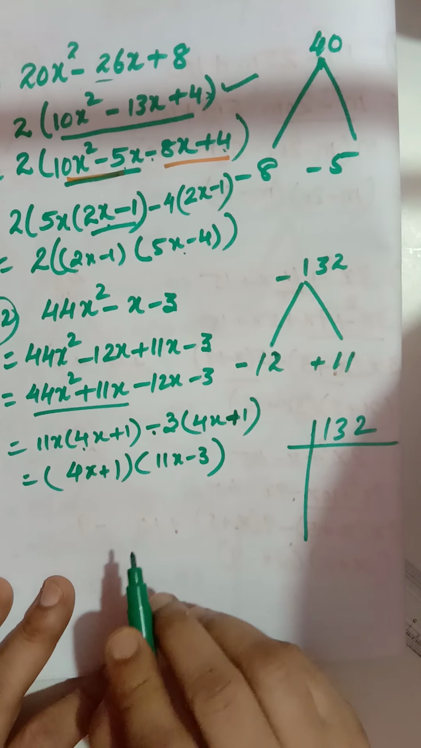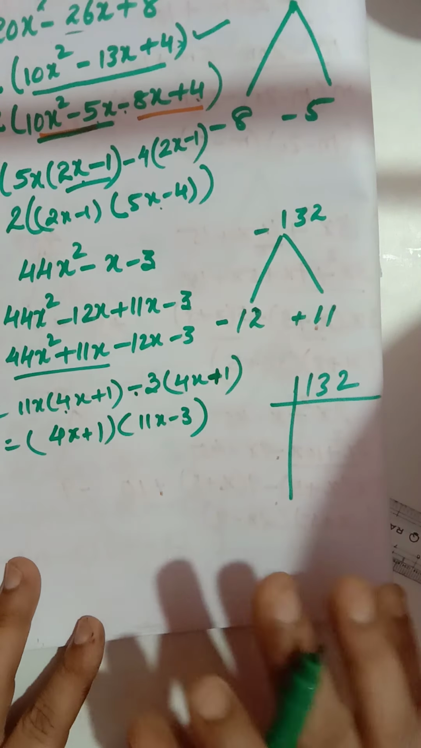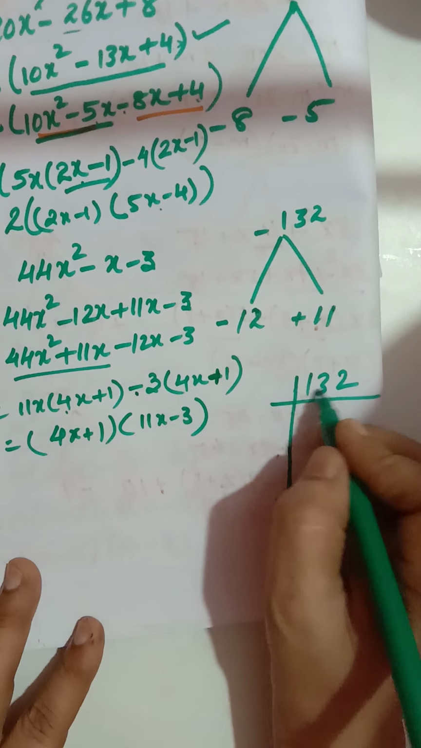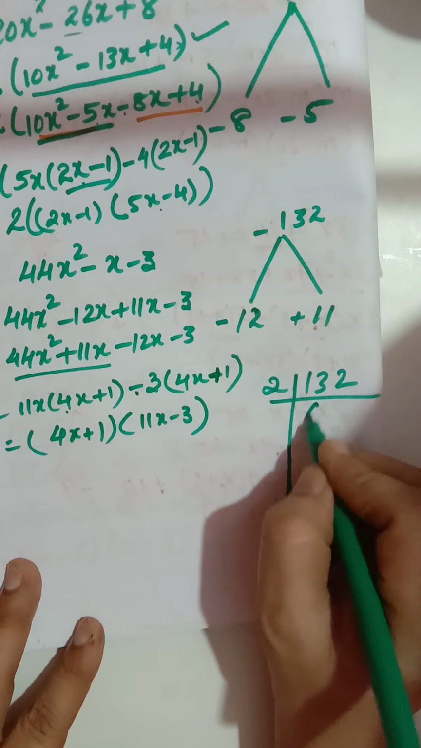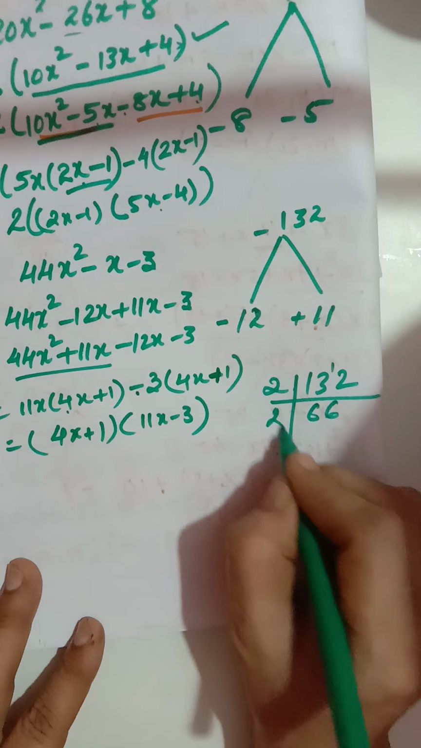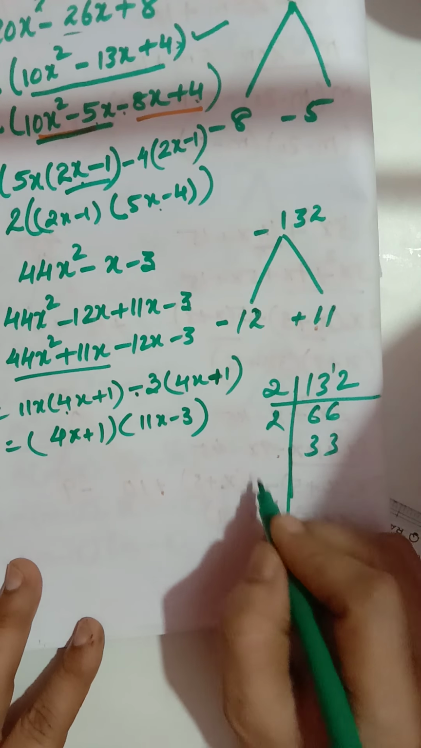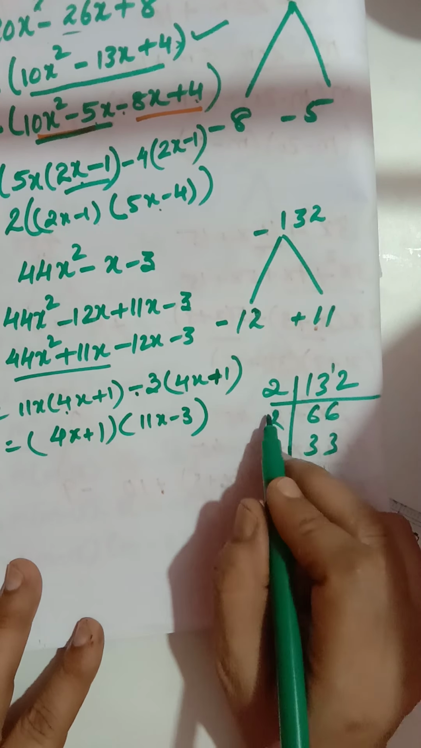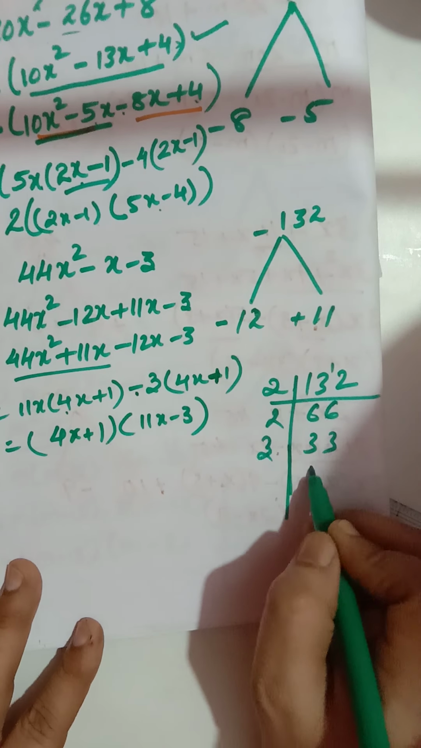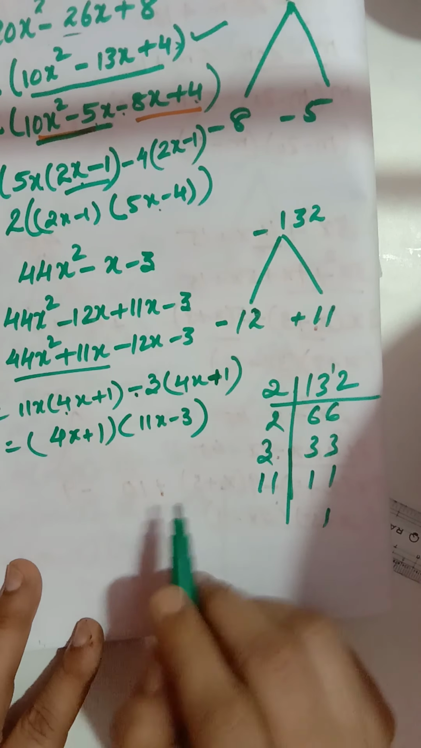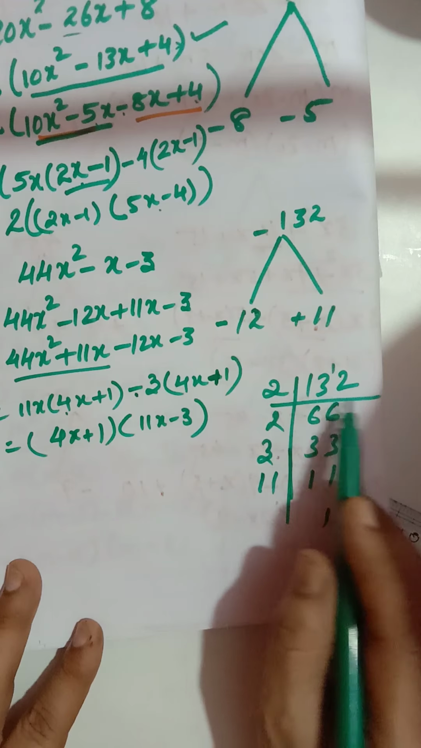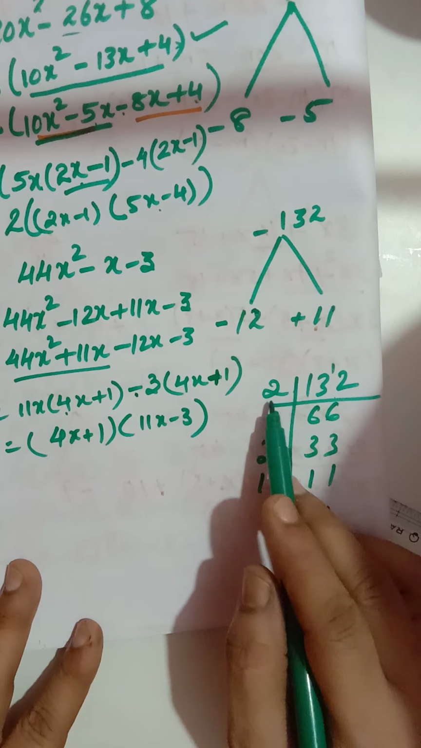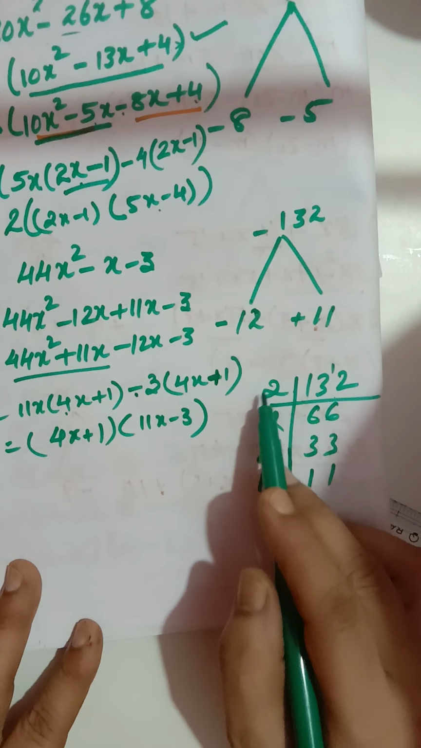So suppose there are bigger numbers, you try to find the factors of 132. 2 6s are 12 as well, again 2 3s are 6, 3 11s are 33, 11 1s are 11. So now see children, we have found the factors of 132, right?